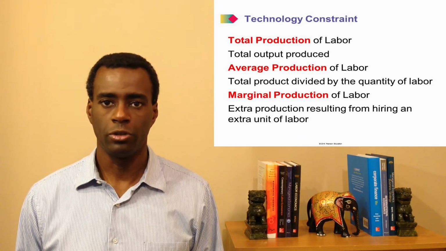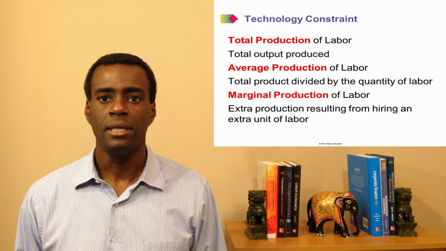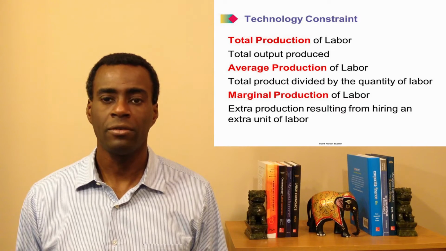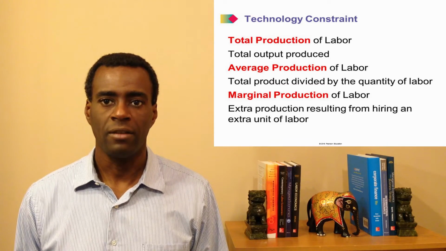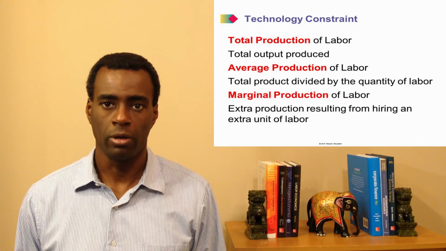And then we have marginal production. Marginal production of labor means that for each additional unit of labor hired, for each additional worker, we ask ourselves, how much does the firm produce more? Because humans do not behave in a mechanical manner, labor can display increasing marginal returns or decreasing marginal returns.